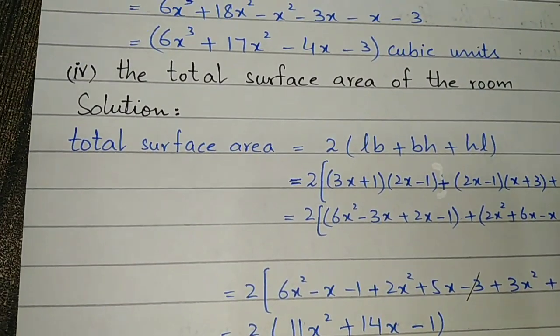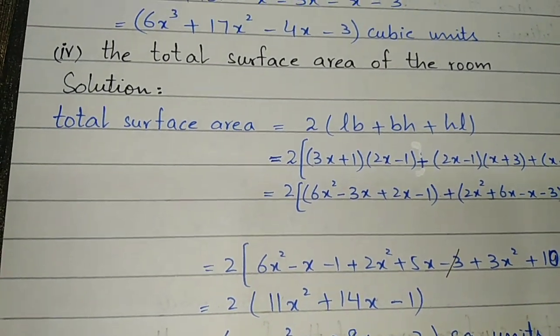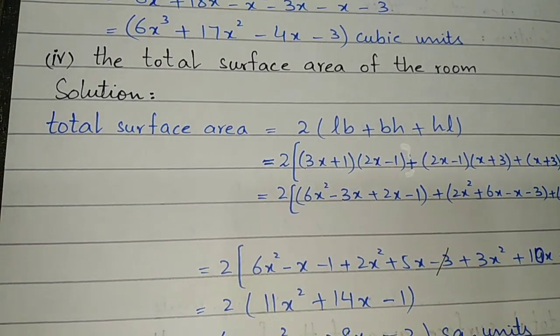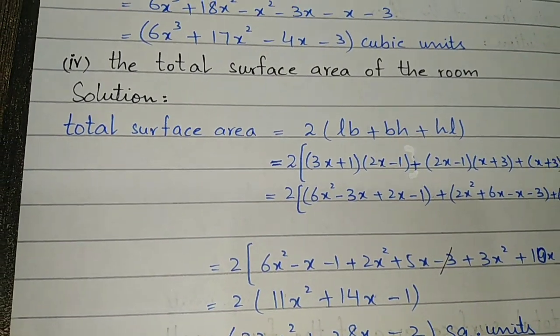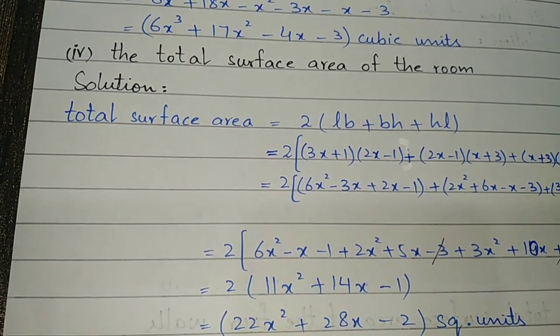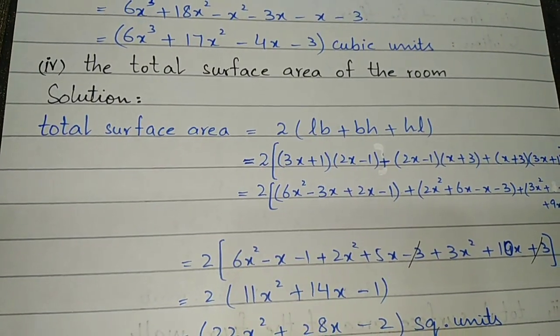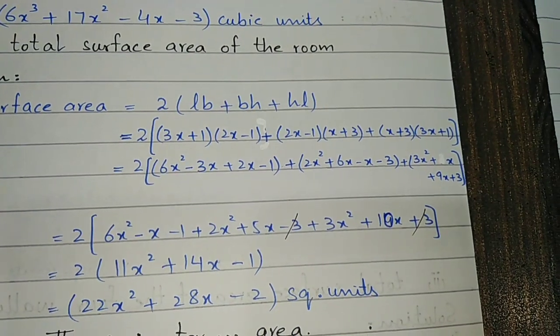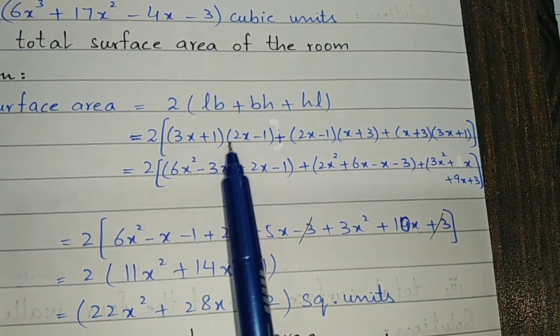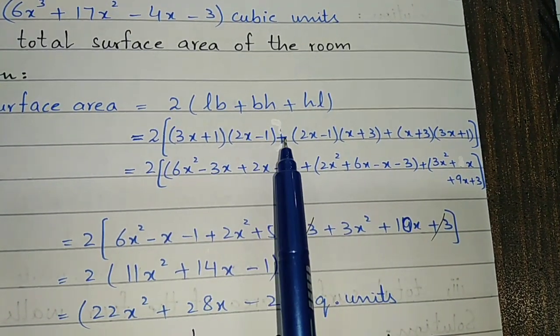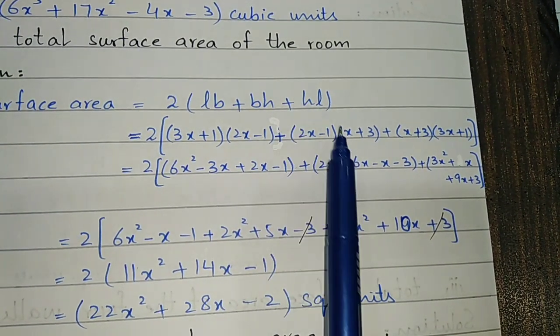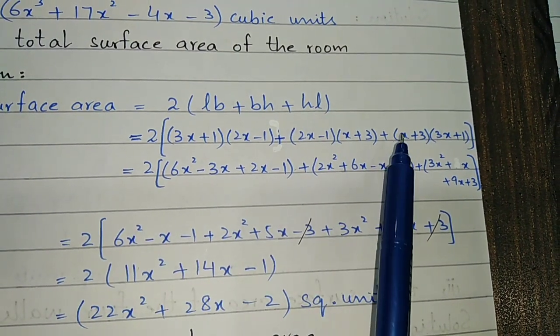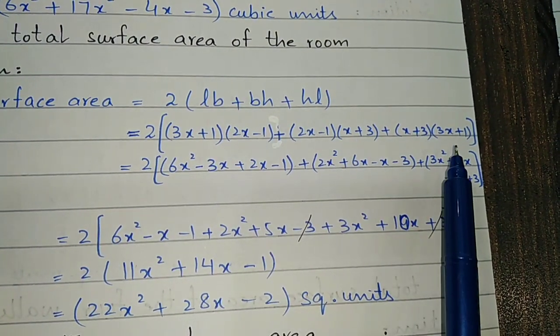The part number 4 is the total surface area of the room. So for the total surface area of the room, the formula is 2 times (length times breadth plus breadth times height plus height times length). 2 into (LB + BH + HL). Simply put the values. 2 times length is 3x + 1, breadth is 2x − 1, plus breadth is 2x − 1, height is x + 3, plus height is x + 3 and length is 3x + 1.